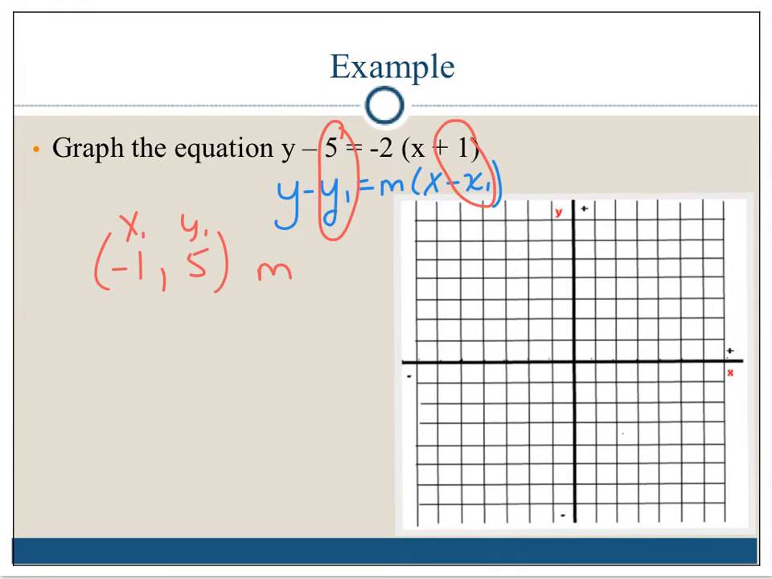And then your slope is this value right here. So your slope is a negative 2. To graph this, you plot that point. So plot negative 1, 5. So I go negative 1, 1, 2, 3, 4, 5.